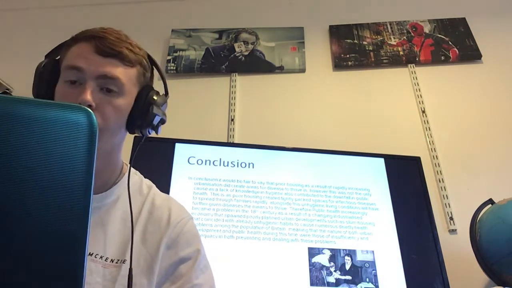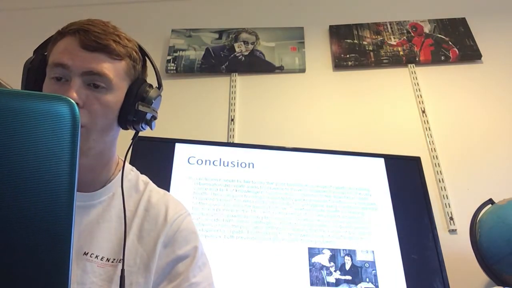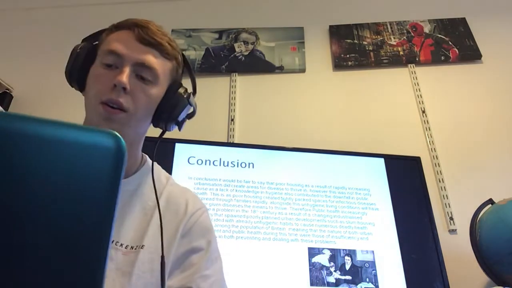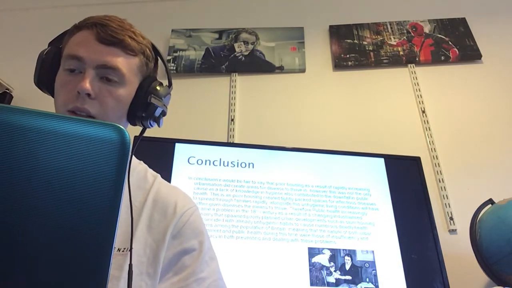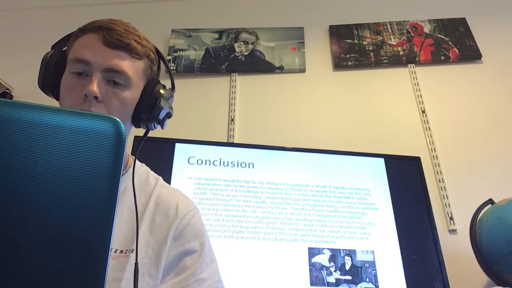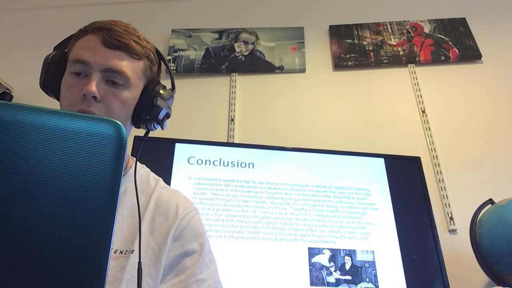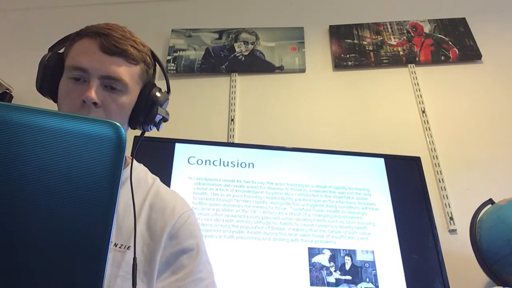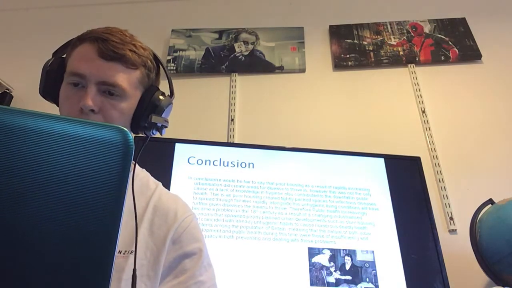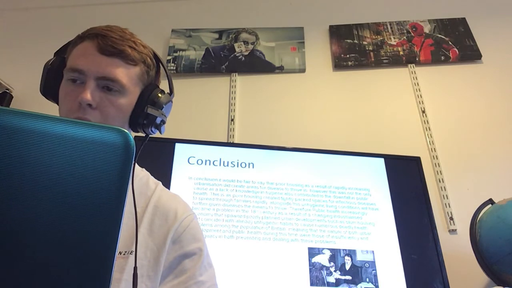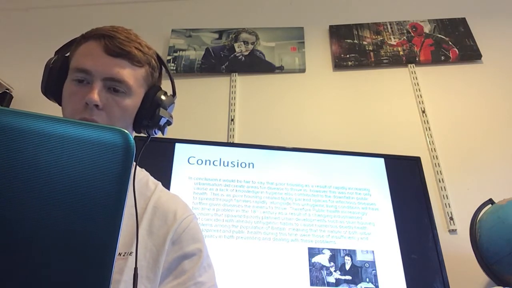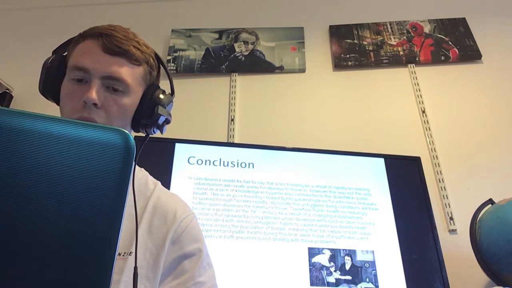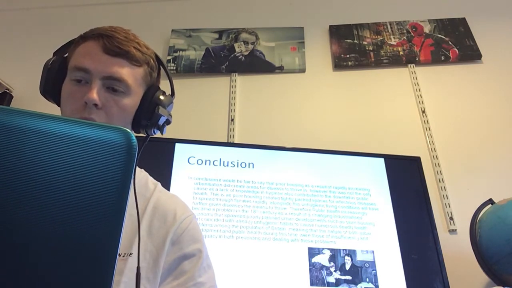But in conclusion to this, it would be fair to say that poor housing, as a result of rapidly increasing urbanisation, did create areas for disease to thrive in. However, this was not the only cause, as a lack of knowledge in hygiene also contributed to the downfall in public health. This is as poor housing created tightly packed spaces for infectious diseases to spread through families rapidly. Alongside this, unhygienic living conditions will have further given diseases the means to thrive.